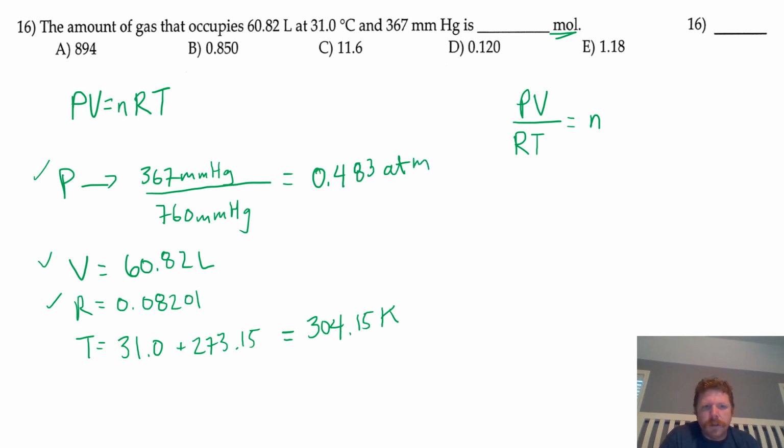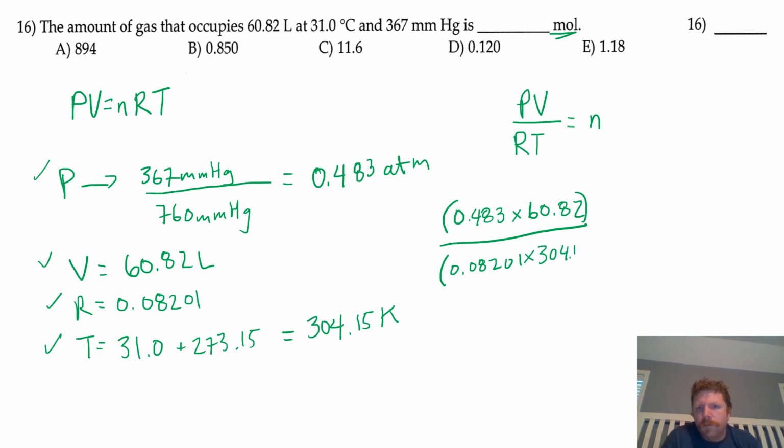Now we can go ahead and plug all these in. We have to make sure that we're using the right units for the ideal gas equation. I'm going to do 0.483 times our volume, 60.82, divided by 0.08201 times 304.15. All right, and whenever I plug all that in, 0.483 times 60.82 divided by 0.08201 times 304.15 equals 1.177, which I'm going to go ahead and say is 1.18.